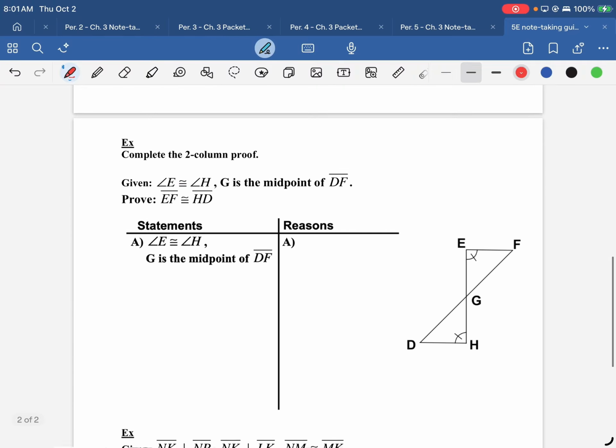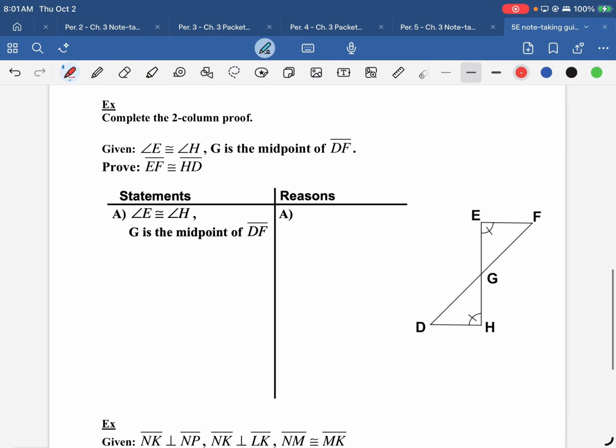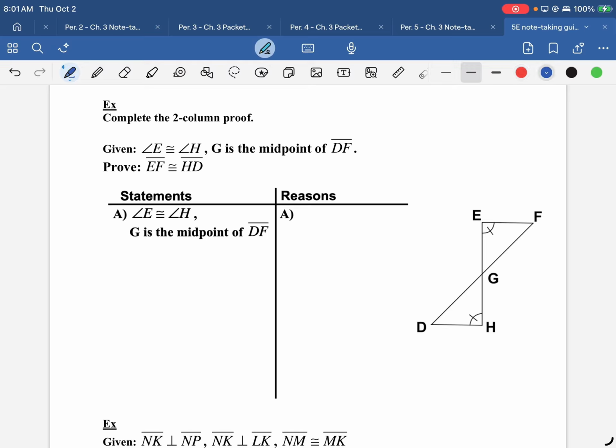All right, let's take a look at a proof here. So we've got this two-column proof. It says that angle E and angle H are congruent. That's already marked in the diagram. It also says G is the midpoint of DF. So here's DF, and G is the midpoint. So what that is actually telling me is that these two segments have to be congruent, okay? So that's going to be my next statement.